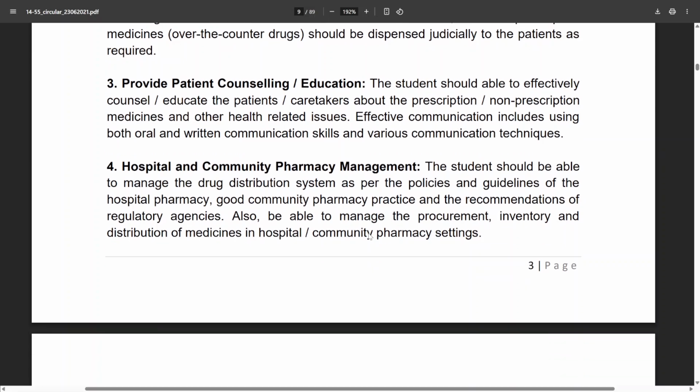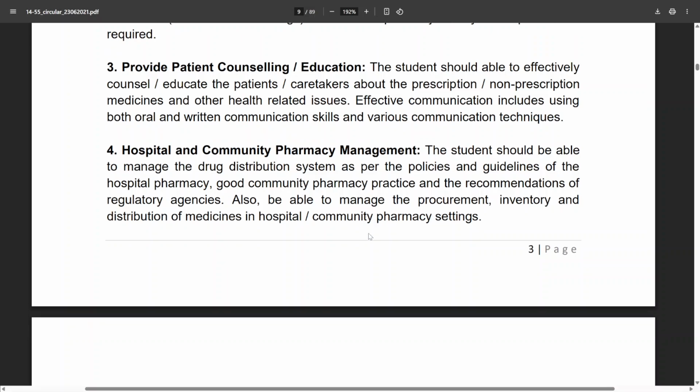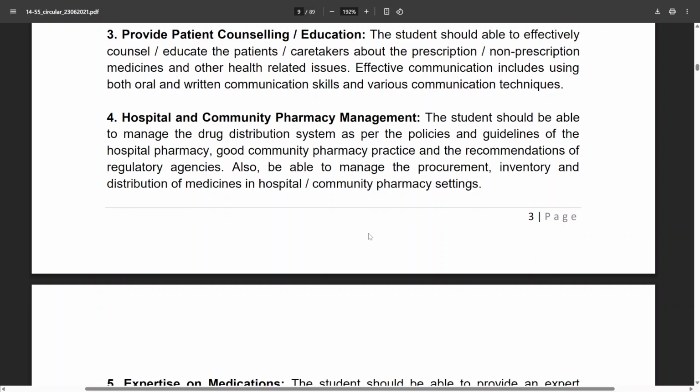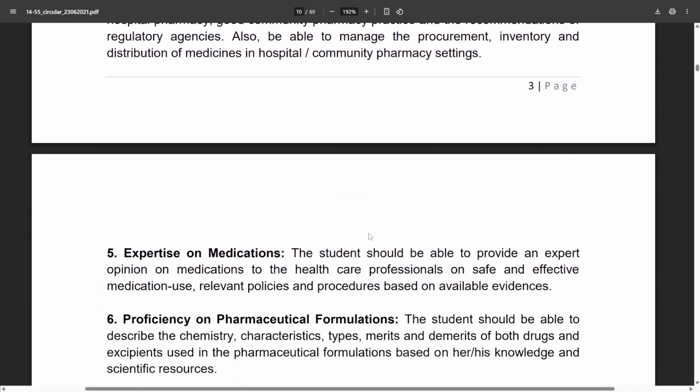Now let's move to hospital and community pharmacy management. The student should be able to manage the drug distribution system as per the policies and guidelines of the hospital management, good community pharmacy practice and recommendations of regulation agencies. Also be able to manage the procurement, inventory and distribution of medicines in hospital and community pharmacy settings. So this is your main job role: procurement, inventory and distribution of the medicines in the hospital.